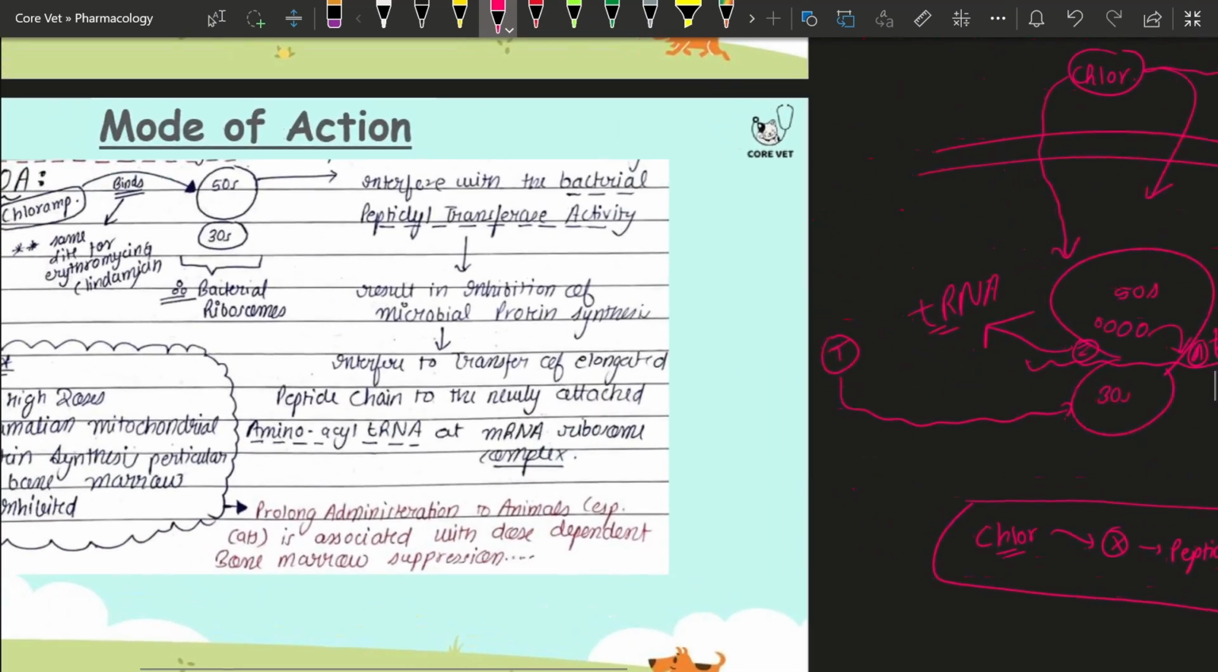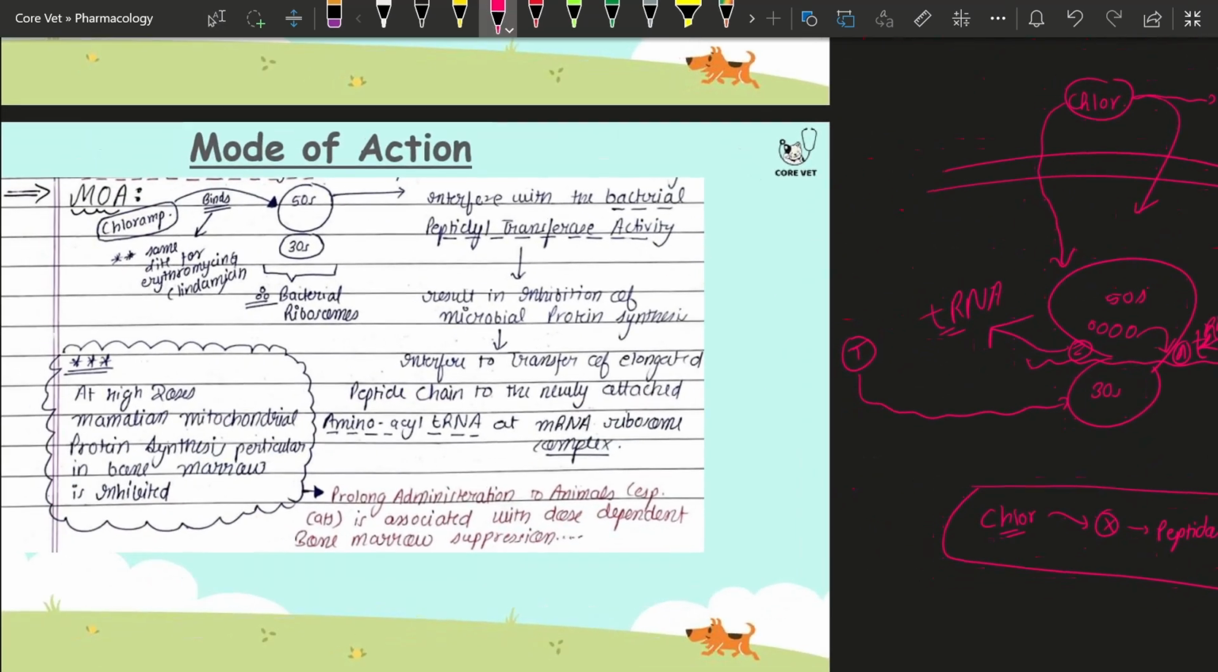You can also just look over here. See, the chloramphenicol binds at the 50S, then it is going to interfere with the peptidyl transferase activity, because I had told you that chloramphenicol is going to inhibit the peptidyl chain elongation. So how is that elongation inhibited? Because chloramphenicol inhibits peptidyl transferase activity. This particular enzyme is necessary for the elongation of the peptidyl chain, but the chloramphenicol is going to inhibit it. What will it lead to? It will lead to the inhibition of protein synthesis.